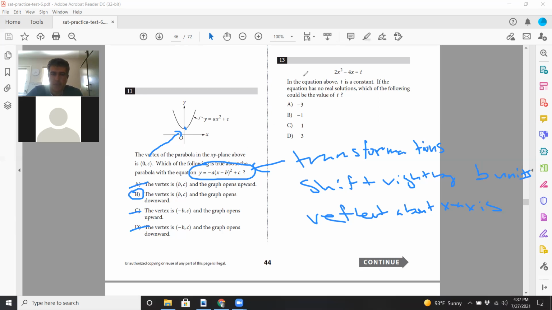13 is very conceptual as well. Now for 13, what you want to do there, they say that this equation has no real solutions. This is a quadratic equation. We could probably get everything on one side.